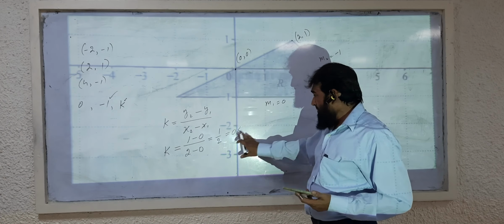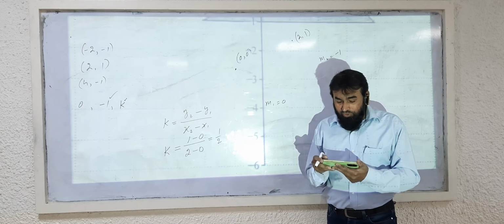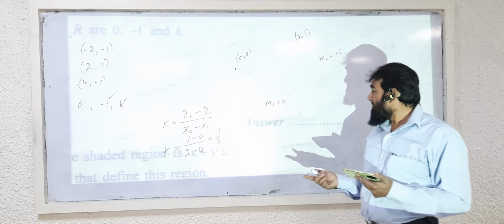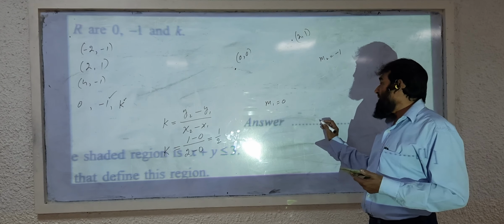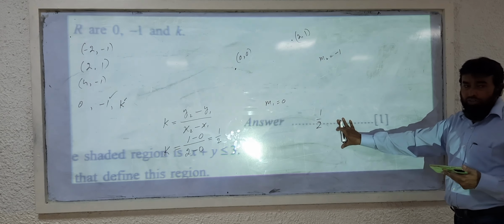So I'll use 1 by 2. Okay. Now, what is the second part of this question? This is the first part done. This part is carrying 1 mark. So you can very easily score 1 mark if you write down the value of K, which is 1 over 2. Here you have to write down the answer of the question.